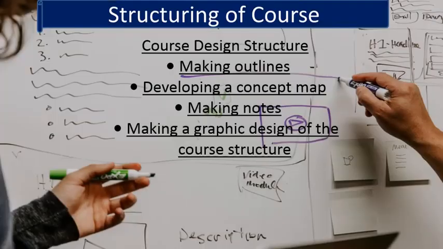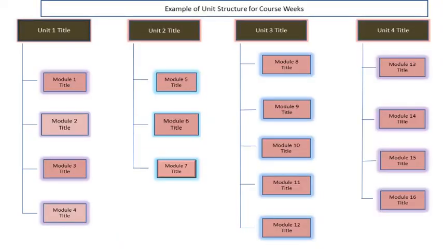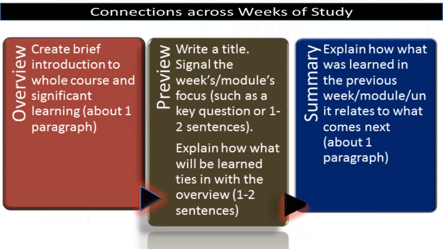Structuring of course. Methods for figuring out the best way to structure a course include making outlines, developing a concept map, making notes on colored sticky papers or index cards that you can easily rearrange, and making a graphic of the course structure. This figure shows an example of unit structure for course weeks. How to arrange the units and how to arrange the modules are incorporated in this figure. This flowchart shows the connections across weeks of study.